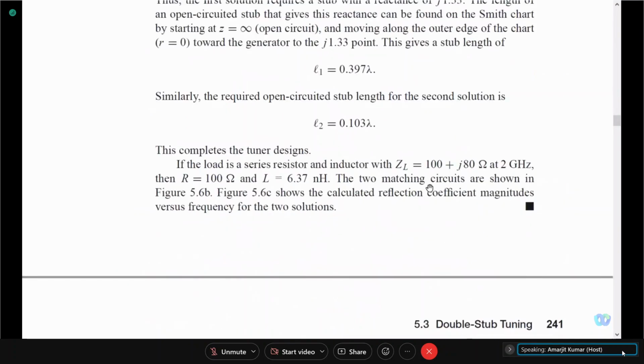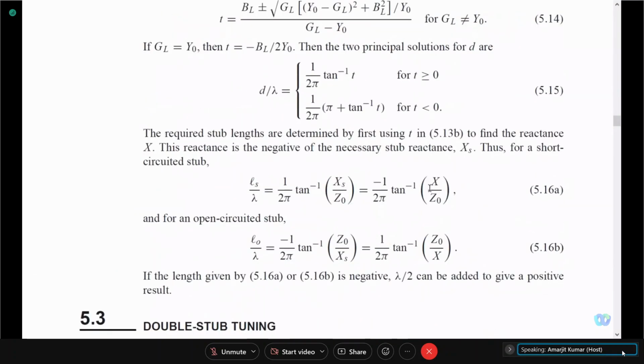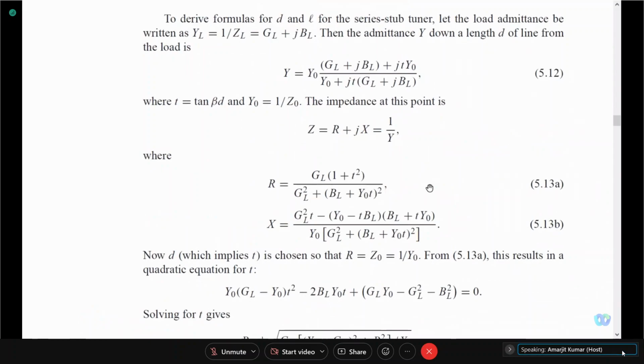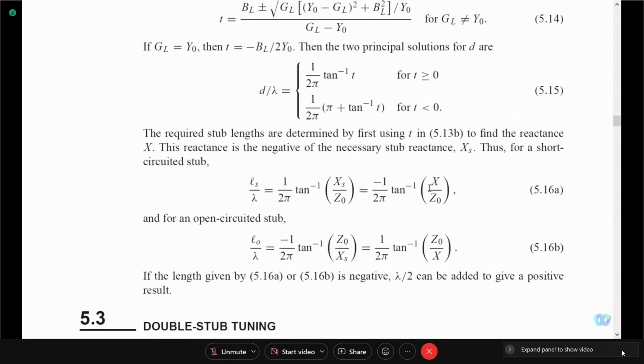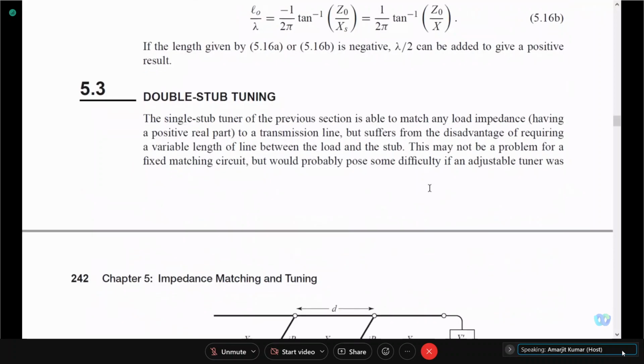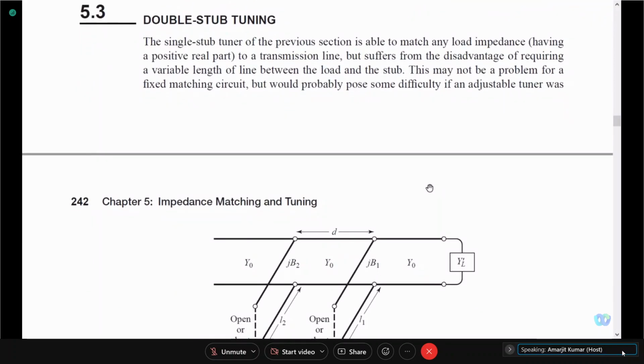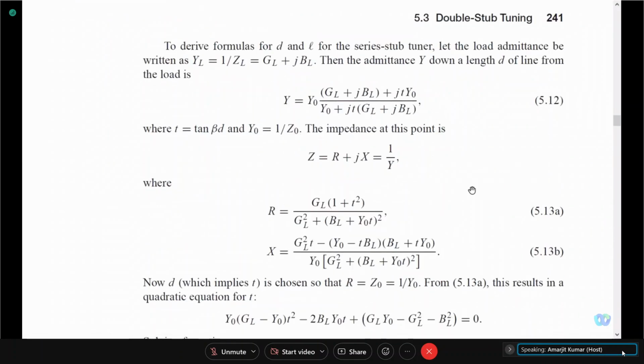So now we have done it analytically. I hope so. Analytically I finished for single shunt and single series. Yes, it is done. So now we have double stub tuning. Today mainly we will discuss this topic, double stub tuning. The first question is why we need a double stub. What was the problem in single stub?